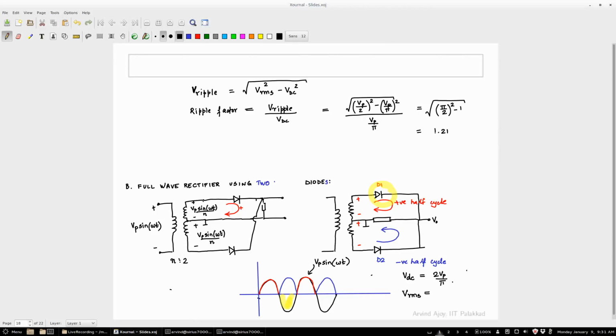If you didn't know that, the previous thing is Vp by pi, this is exactly going to be double of that, right? And what would Vrms be? It's the same value I got for the pure sinusoid. It's going to be the same as for the sinusoid, right? Because once you square it, whether you square the sinusoid or this full wave rectified sinusoid, you are still going to get the same. So this will be Vp by root 2. And now the ripple factor.